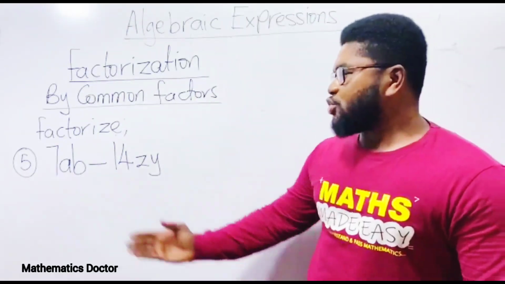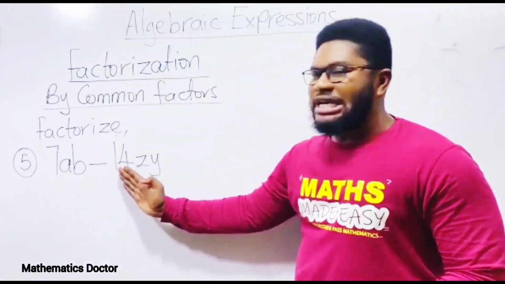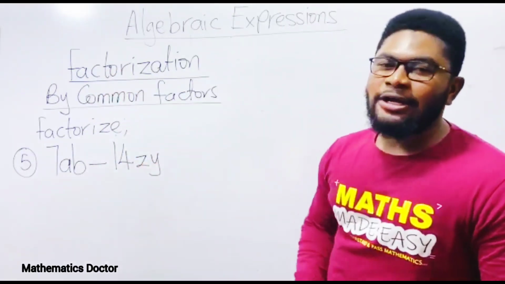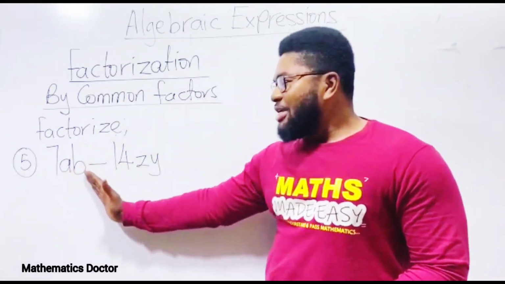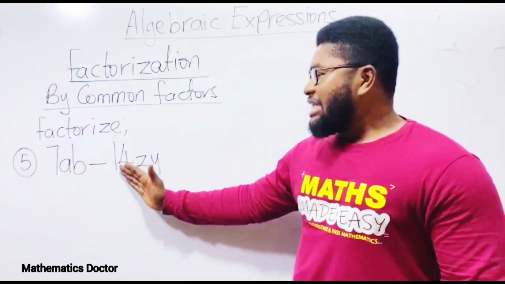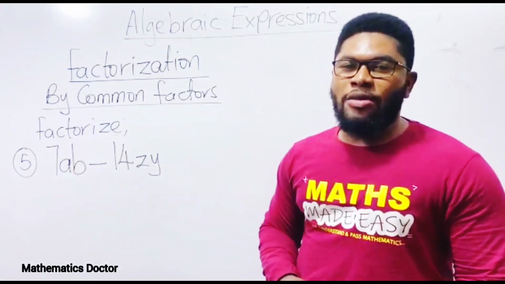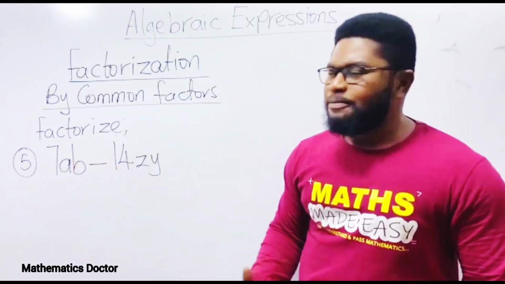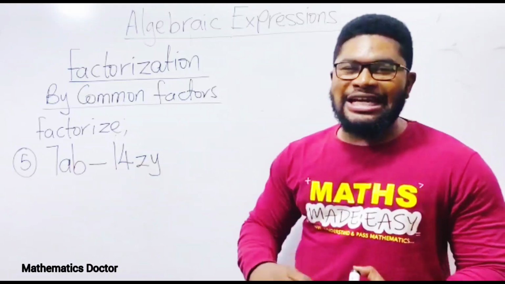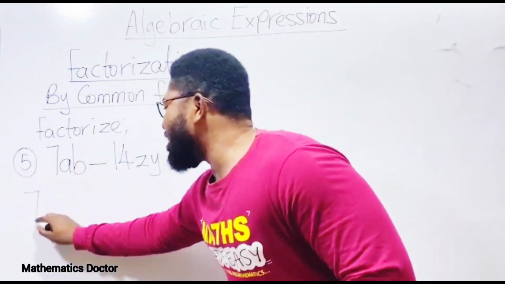In this question, which is question number 5, it says factorize 7ab minus 14zy. Now, if you check the terms in the expression, 7ab is our first term, and then minus 14zy becomes the second term. 7 will be our common factor. Why? Because if you check the factors of 7, which are 1 and 7, and then the factors of 14, you realize that 7 becomes the highest common factor. So 7 is our common factor.